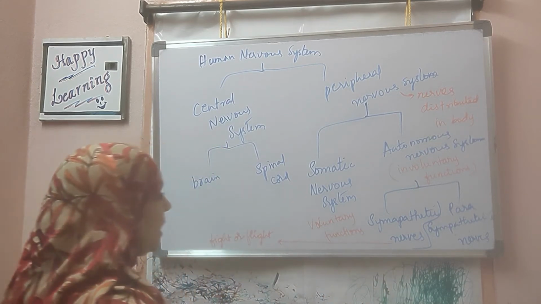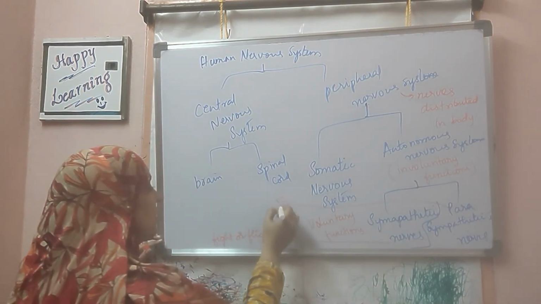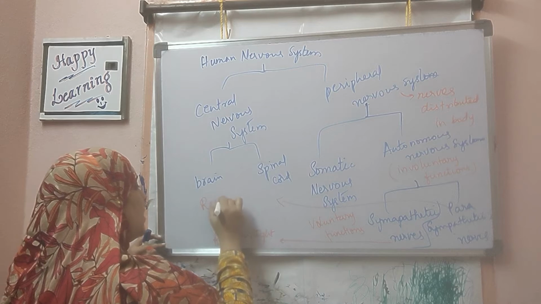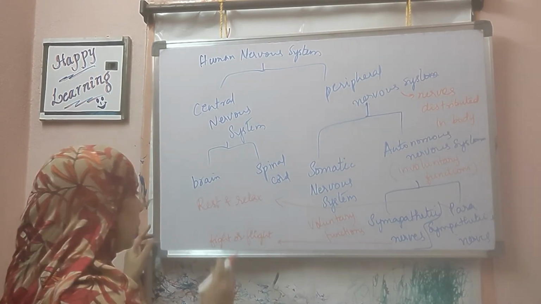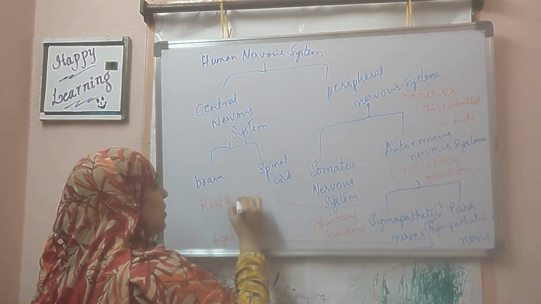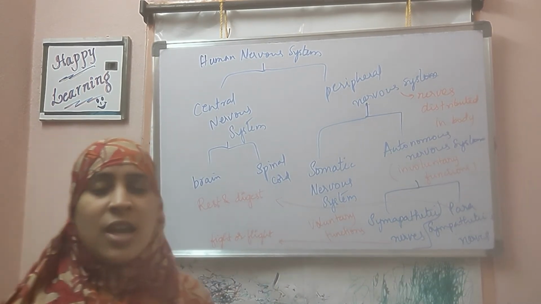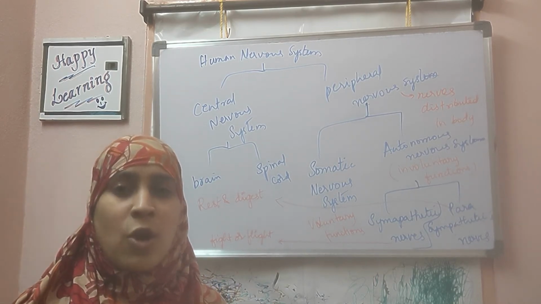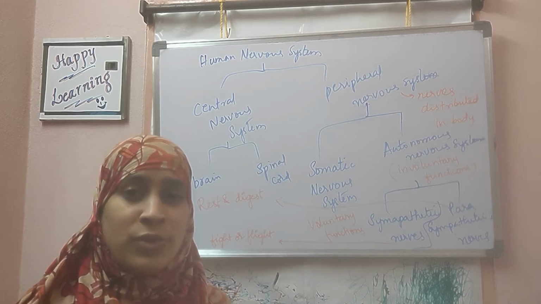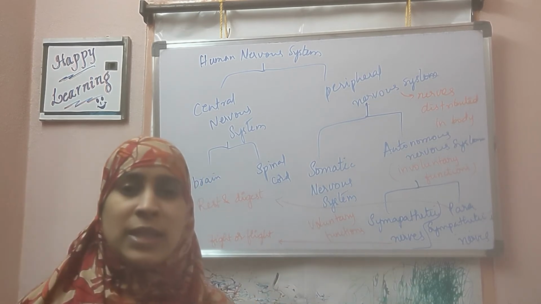And the parasympathetic nervous system is related to rest and relax. Sorry, rest and digest. In our body digestion occurs. Related to digestion, what are the things that should happen? Hormone secretion, movement of parts of the digestive system, all these are under the control of the parasympathetic.